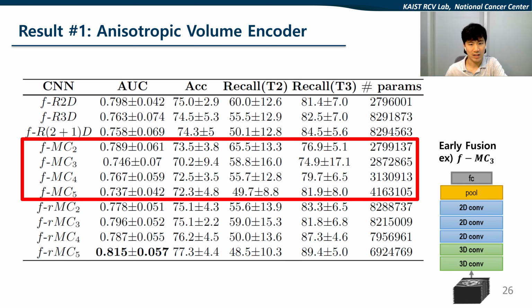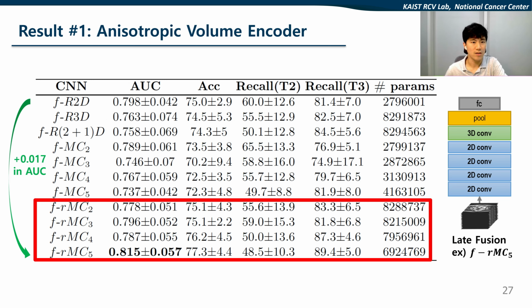The figure at the right side here is an exemplary early fusion network. The index 3 of FMC3 here refers to the index of the layer in ResNet-18 where the convolution type change occurs. The late fusion method, FRMC5, scored the best performance among all networks. The only difference between FRMC5 and the full 2D CNN is the last convolution layer, which is this.